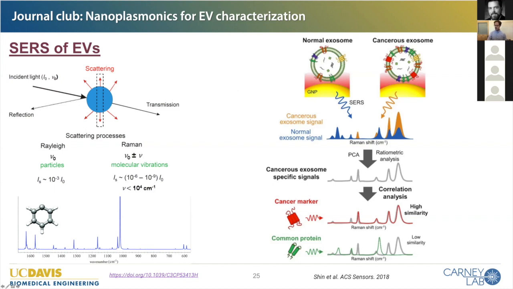I'm going to spend the next 5 to 10 minutes to finish up and tell you a specific kind of case study of how we're using SERS to look at tumor EVs.